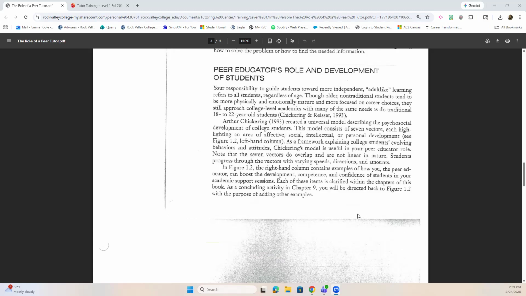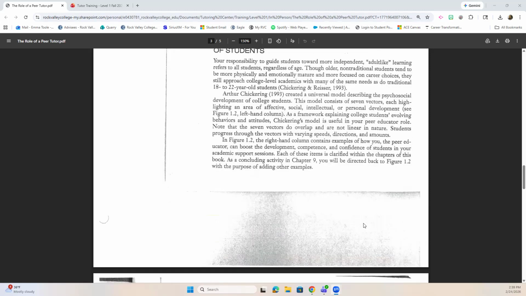Arthur Chickering, 1993, created a universal model describing the psychosocial development of college students. This model consists of 7 vectors, each highlighting an area of affective, social, intellectual, or personal development. And these are highlighted in Figure 1.2. As a framework explaining college students' evolving behaviors and attitudes, Chickering's model is useful in your peer educator role.